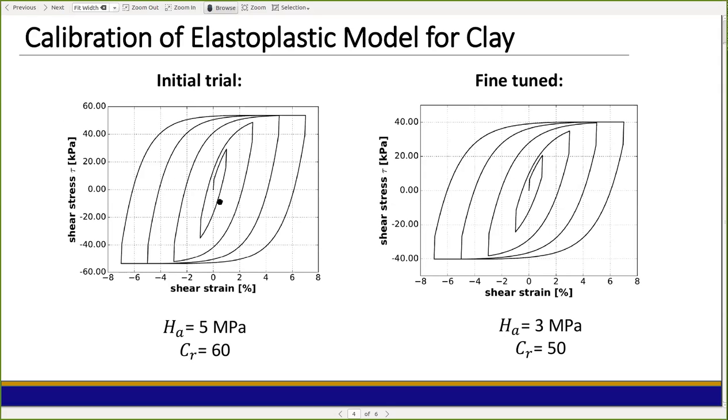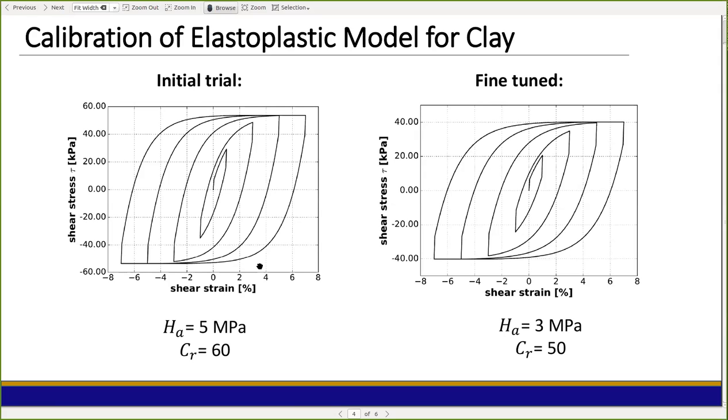We can get the stress strain response for these trial parameters. As we can see here, since our target shear strength is 40 kilopascal, we are a little bit higher with this set of parameters. So we might want to either reduce our HA or reduce our CR, because remember HA over CR controls the plateau of the shear strength.